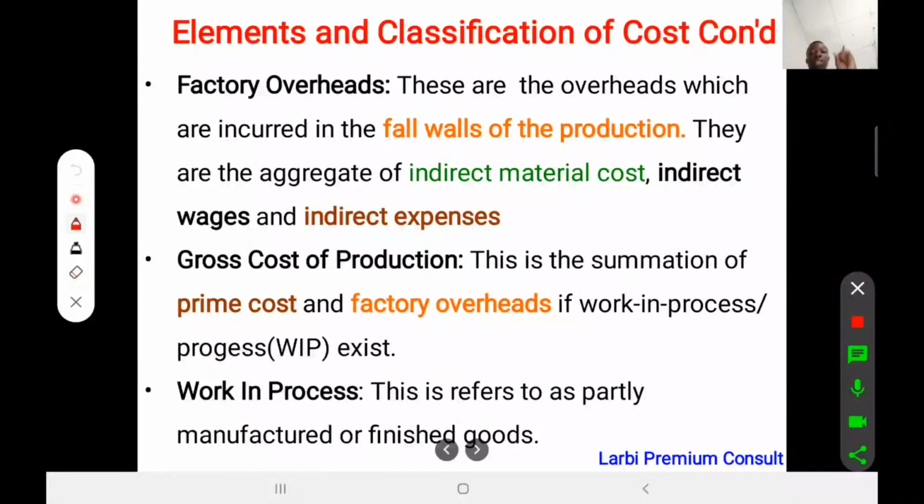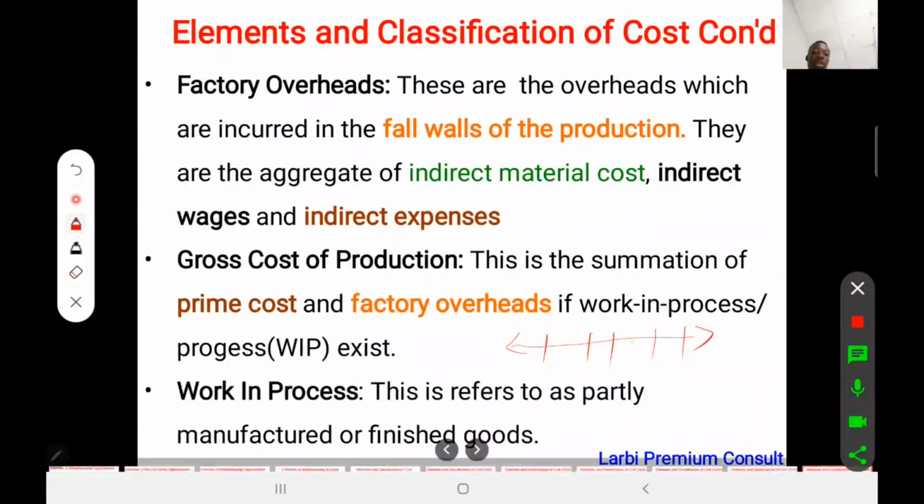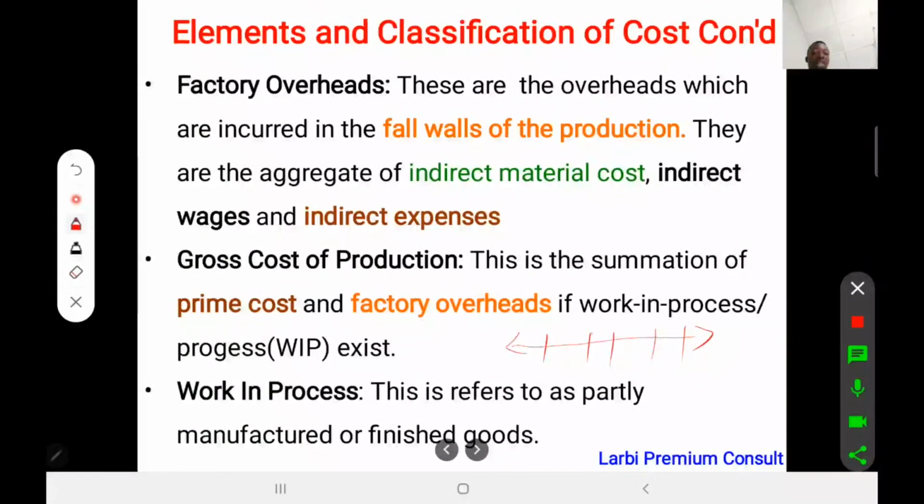So how do you adjust it with respect to your gross cost of production? Work in progress is what we call partly finished goods. We call it partly, not semi-finished goods. Let's say you have 5 processes: 1, 2, 3, 4, 5. And you're telling me that some of the material has been transformed to a certain stage, let's say just this stage. This stage cannot be semi-finished goods. No. For it to be semi, it might be in between, let's say 1, 2, 3, 4.